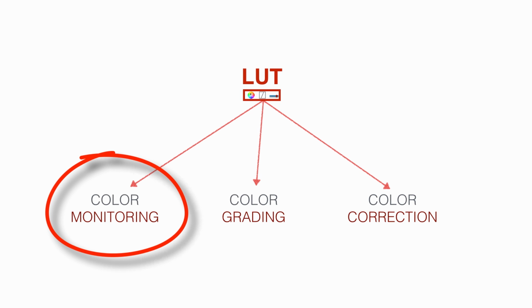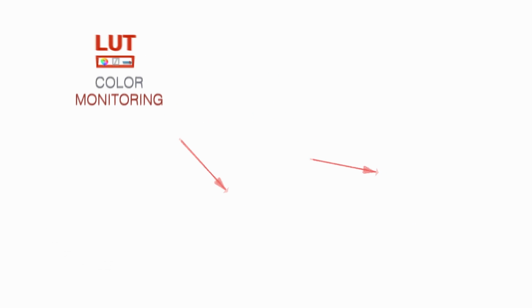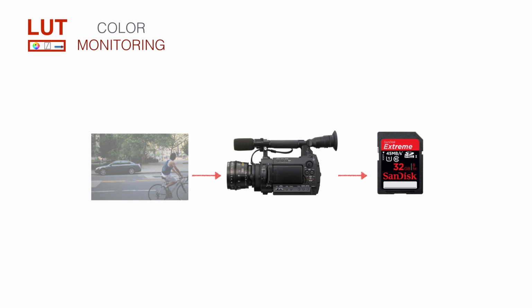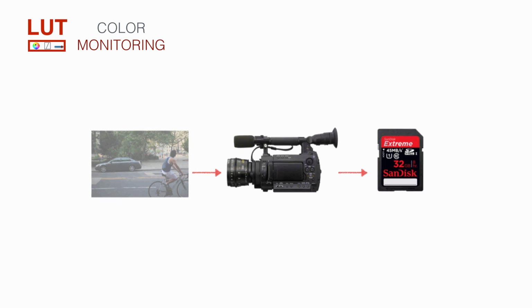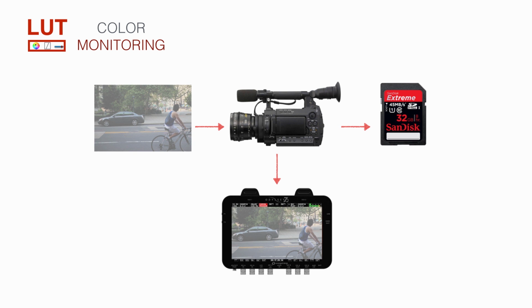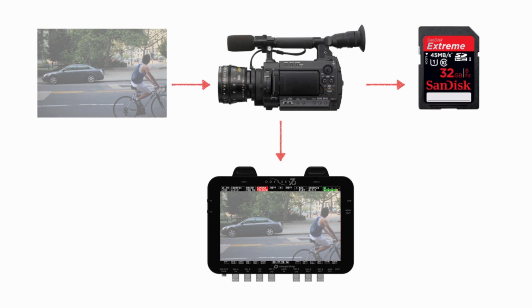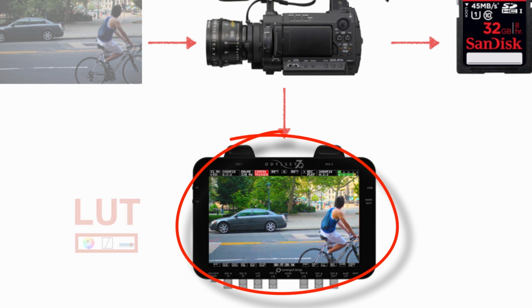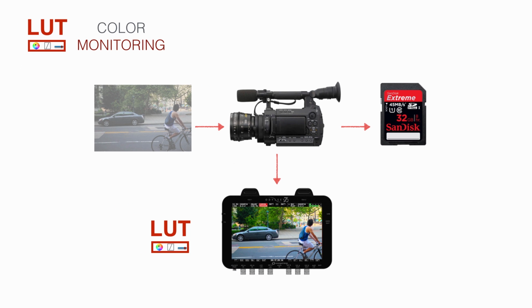Then let's take a look at monitoring. Let's say that you're using a camera that shoots into a flat profile like S-Log, and you're saving this file. The problem is, when you monitor your footage at location, the footage will end up looking flat on your monitor, and it's very hard to judge your exposure or look on location. In this case, you can apply the LUT inside the monitor in order to be able to judge your footage correctly, while still recording the flat file for maximum flexibility later.